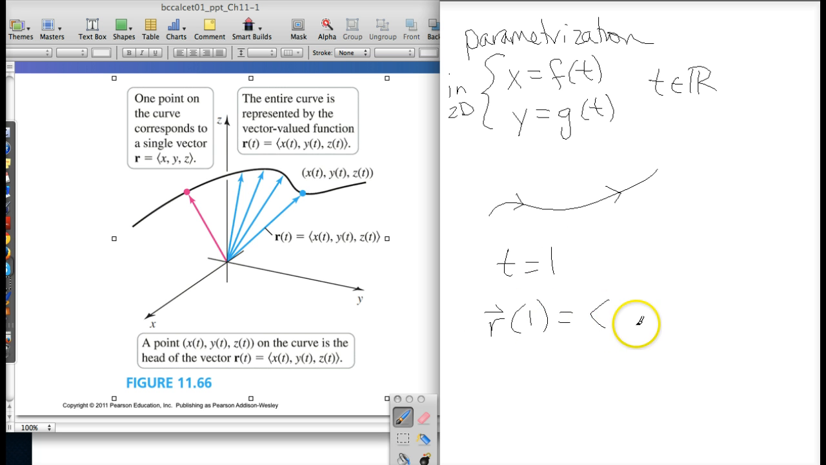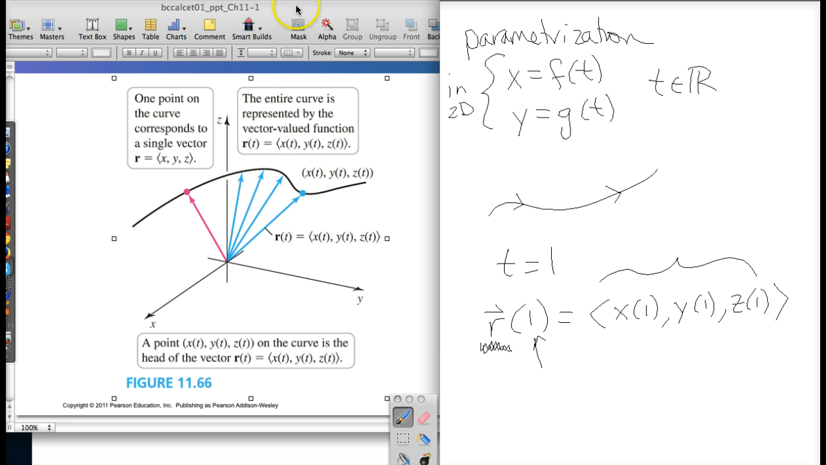And what this means is that we would get whatever the x value would be when t is 1, whatever the y value would be when t is 1, and whatever the z value would be when t is 1. Okay, so notice that this is a vector valued function, meaning that r is a function, because when you plug in a number, it's going to produce a specific vector, right? It's producing a 3-component vector, okay?